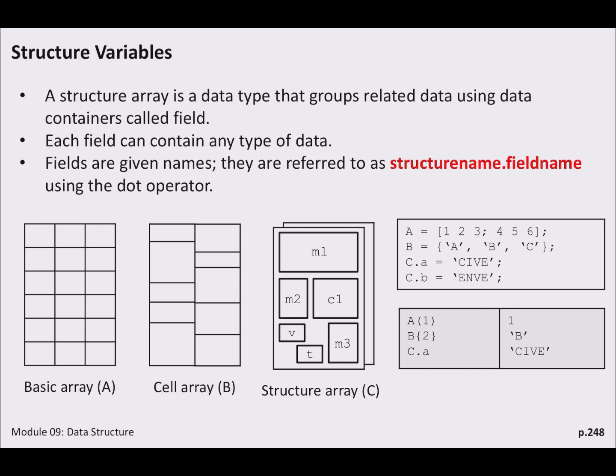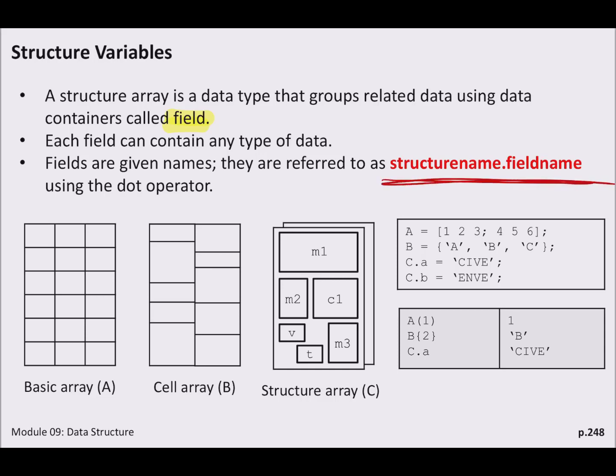A structure is another data type that can group related data using fields. Okay? A structure is just grouping multiple variables as one variable. Each field can contain any type of data. The way of assigning a value and reading a value are the same. So this is the syntax.